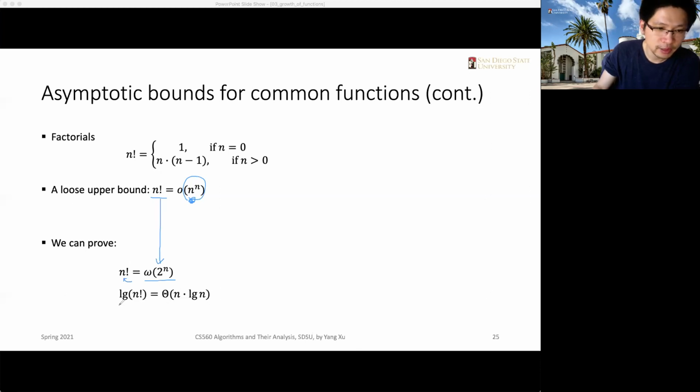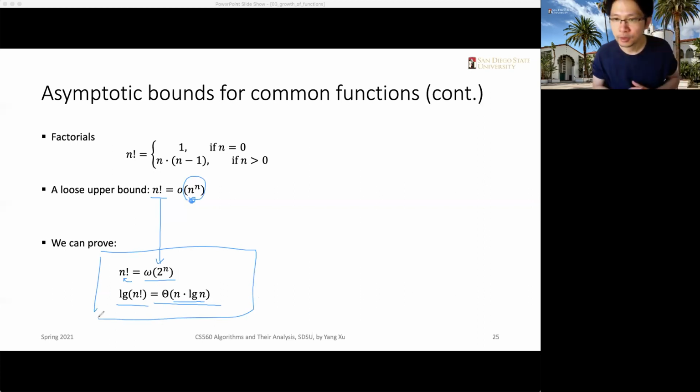If we take the logarithm of the factorial, we will have a tight bound defined by n times logarithm of n. Again, we don't need to know exactly why this is the case. All we need to keep in mind is that factorial is even worse than the exponential term in terms of the growth rate, in terms of how fast they grow. So in algorithms, we definitely want to avoid cases where the running time is factorial.